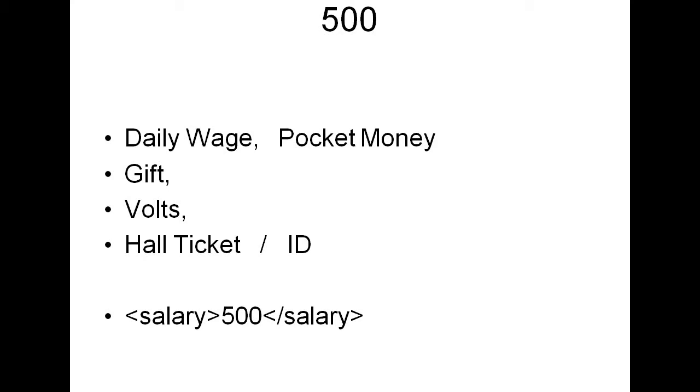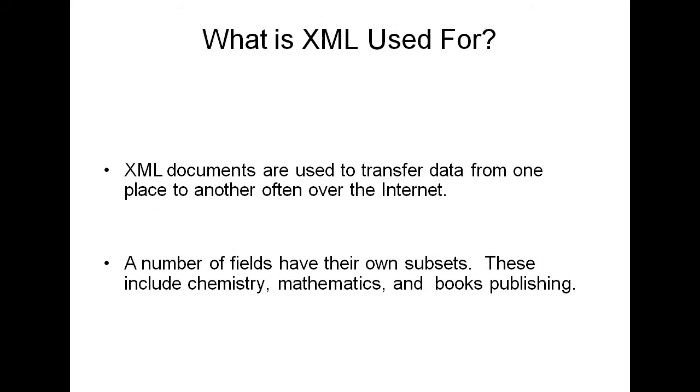But if I keep that 500 within a tag, suppose I have a salary tag there, and I put 500 in between the tags, now we can easily understand what the purpose of 500 is. It says that it is the salary of an individual. That's what we say, that XML is used for defining the data which is coming from the internet.